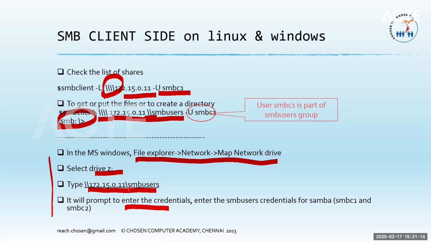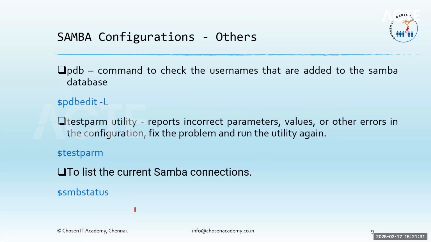SMBC1's credentials would be asked for. Once we enter them, we will be able to see the shared directory in Windows as well. So that's about that.